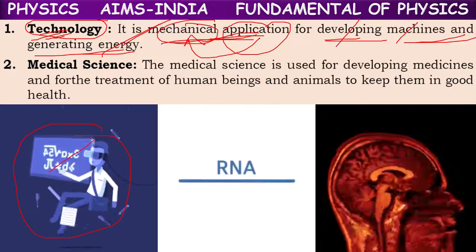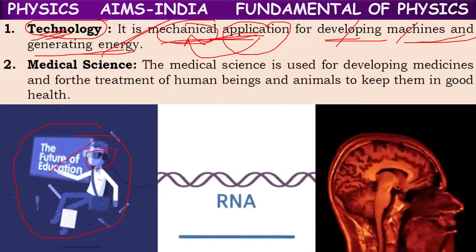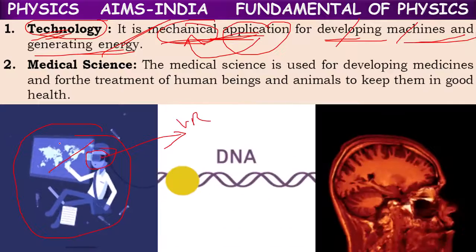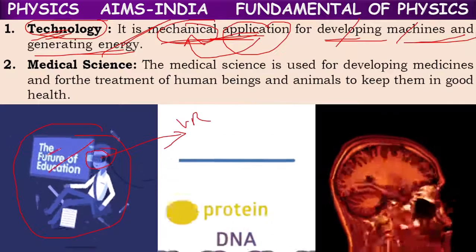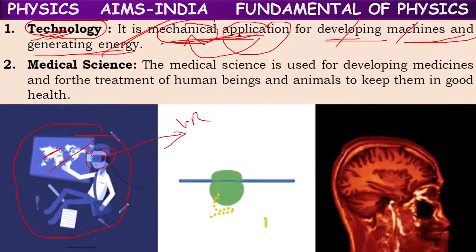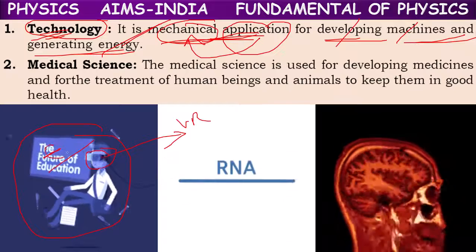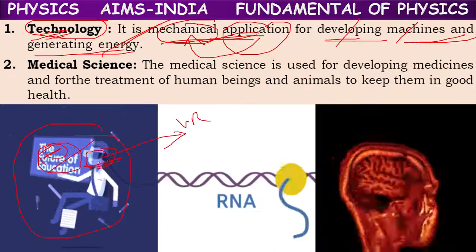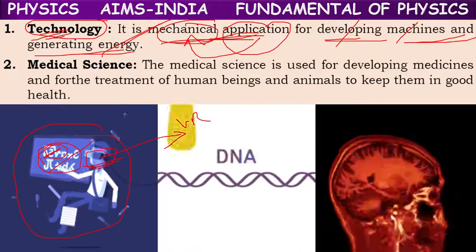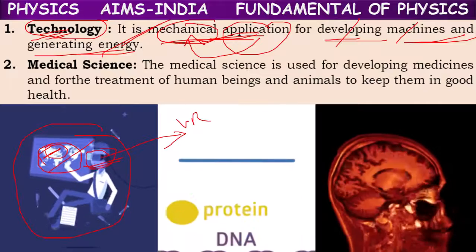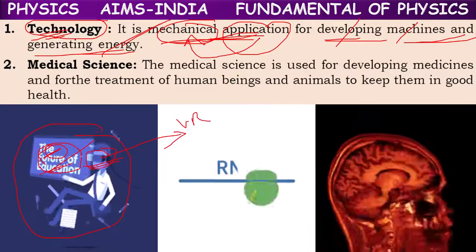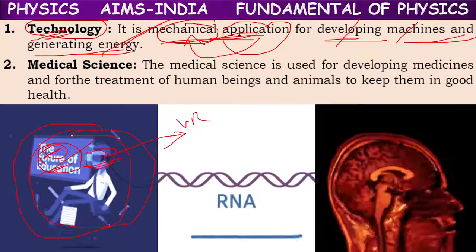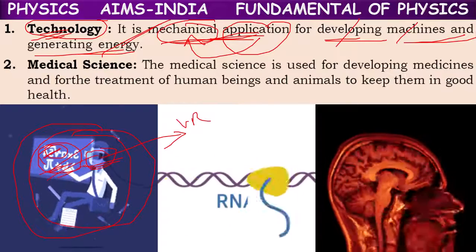Here you can observe one boy. Here is the future of education. He is wearing VR glasses. These glasses are called VR glasses. Means whatever is happening on the computer, he can feel that he is there. Suppose one experiment is happening on the computer. If you wear the VR glasses, he can feel that he is doing the experiment, that he is there in the place where the experiment is going on. This is a new kind of technology which you will come across in some more years. That's why it is called future education.